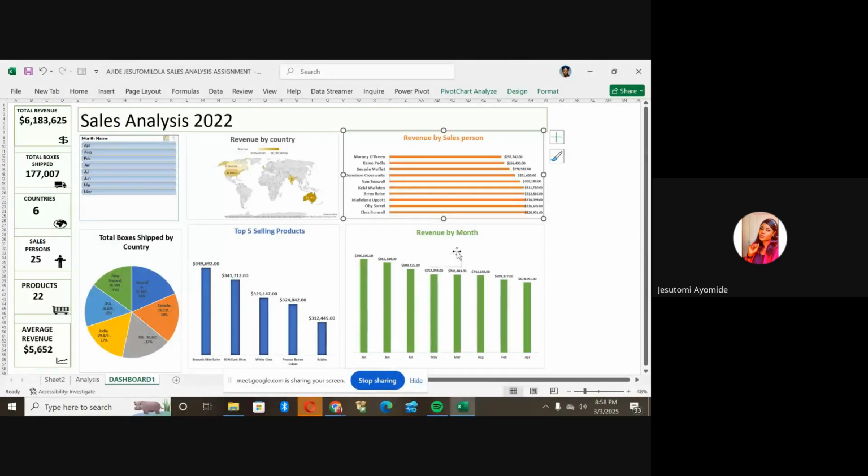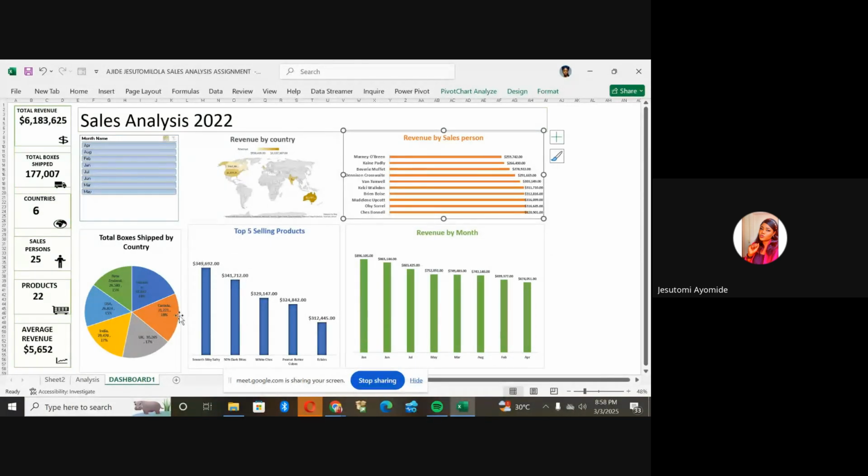Then coming down to revenue by month, I think I'm going to make corrections on that based on the analysis we did. So January had the highest revenue from my own analysis. They're talking about the top 5 selling products. I found out that Smooth Silky Salty is the highest, the most selling product out of the 22 products.